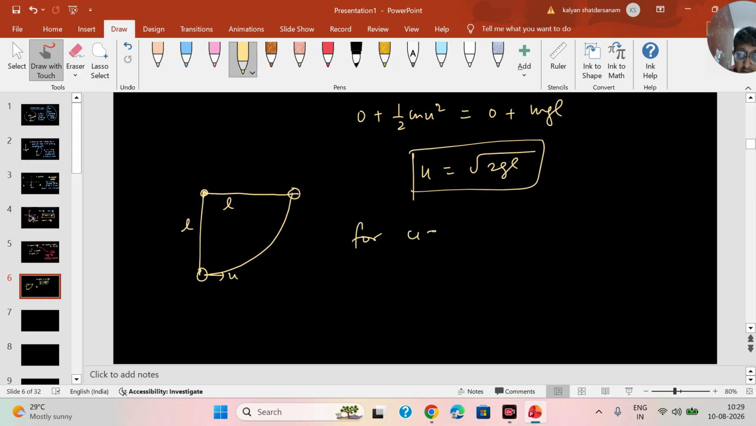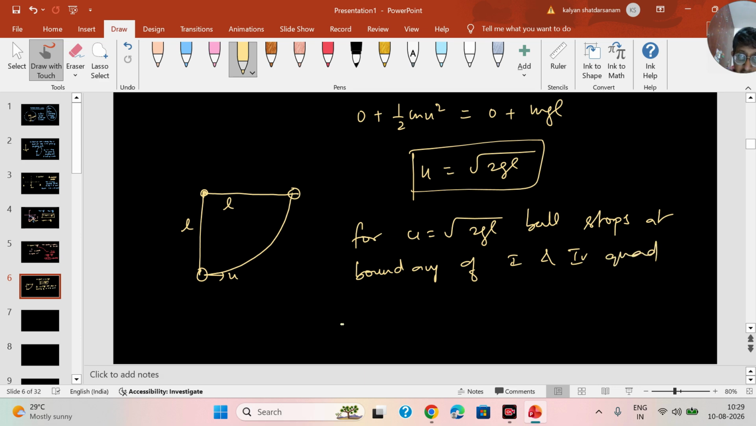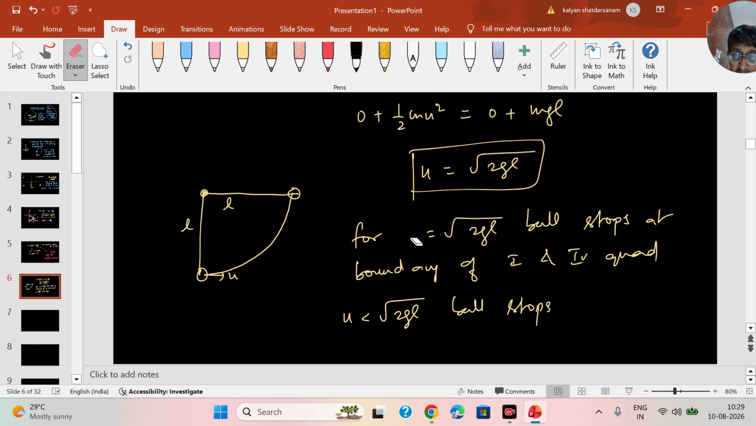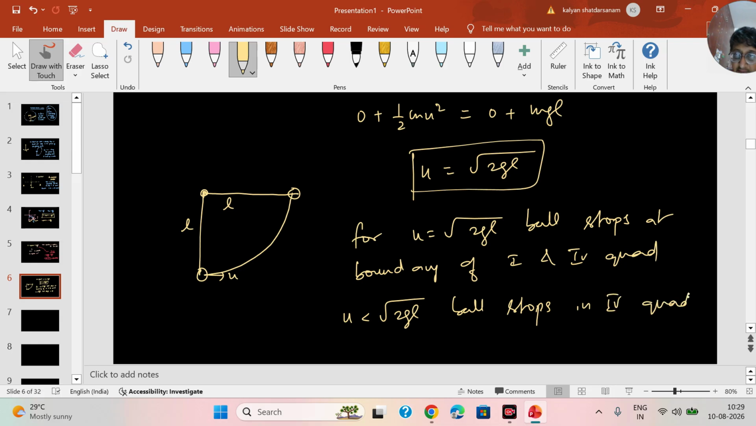So for u equal to root 2 gl, the ball stops at the boundary of first and fourth quadrant. Now it should be evident that for u less than root 2 gl, the ball stops in the fourth quadrant. You gave a lesser speed, it doesn't even go to the boundary. It stops before that only. So the first thing is very clear to us. The speed which you should give to the ball so that it completes the circle must first be more than root 2 gl. If you find anywhere the speed is less than root 2 gl, already the circle is not complete.